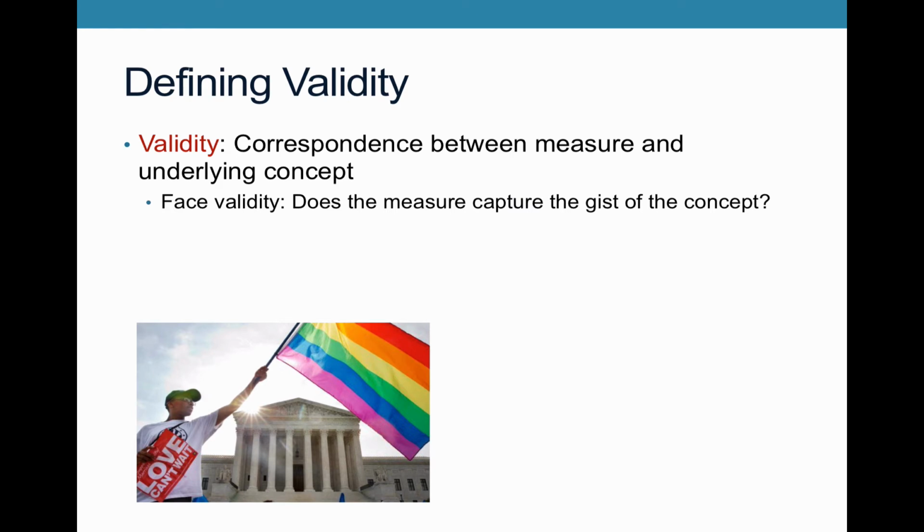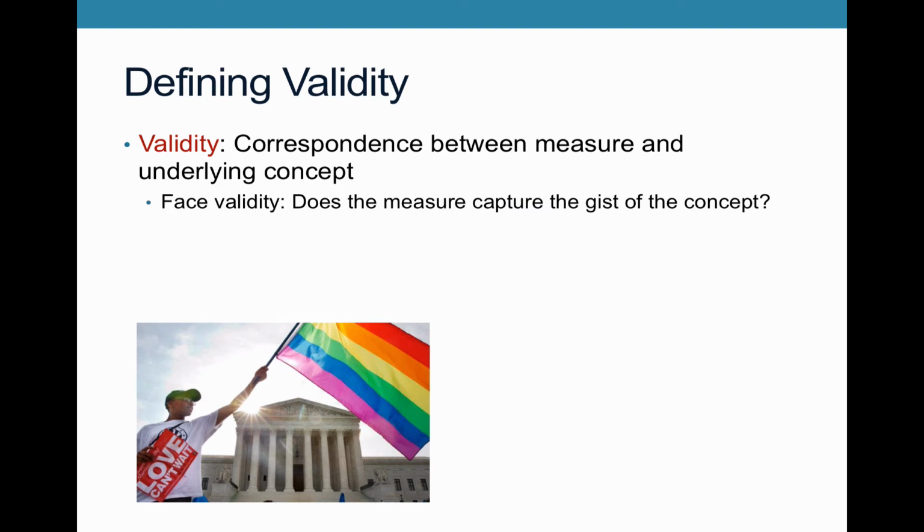Here, the dependent variable is support for gay marriage. Independent variable would be having somebody come out of the closet. So let's focus on the dependent variable. So you're trying to measure support for gay marriage, and you decide that you're going to measure it by asking somebody whether they believed that the 2015 Supreme Court gay marriage decision was decided correctly. I would say that this is a measure that has poor face validity, that it doesn't really capture the gist of the concept. Why? So you ask people if they supported this one Supreme Court case.